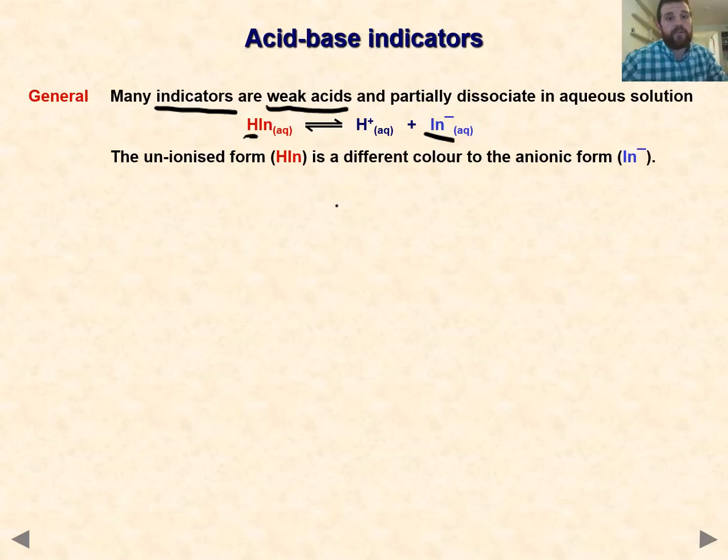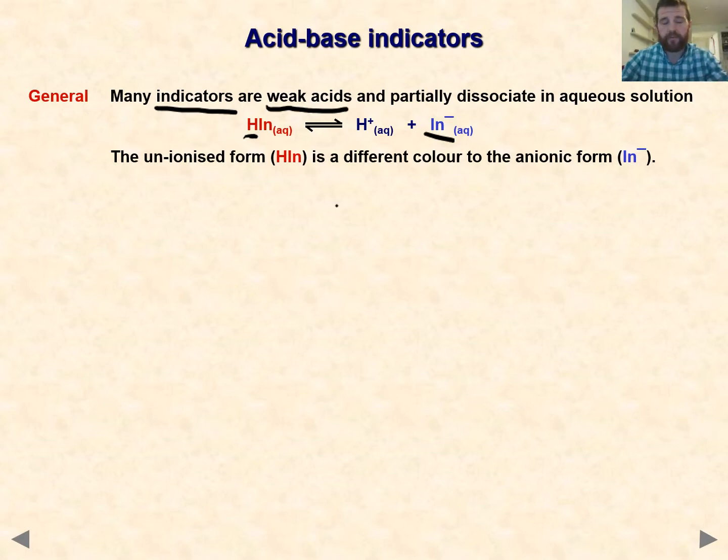So in general, a lot of our indicators are really weak acids that dissociate partially, and then the unionized form, so the protonated form, is a completely different color than when it has donated this H+. And this happens at different pH levels. So we basically shift the equilibrium based on what pH the solution is at, and when that shift happens, the color change occurs, and that's how these indicators work.